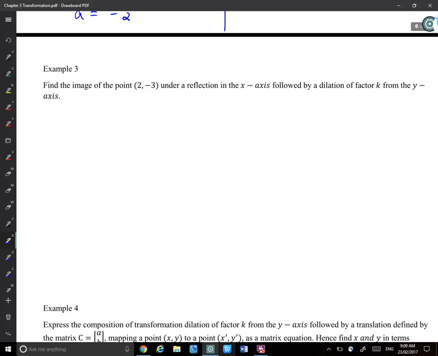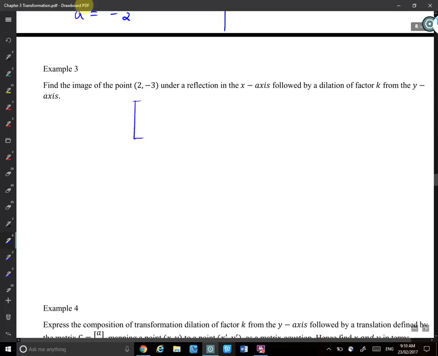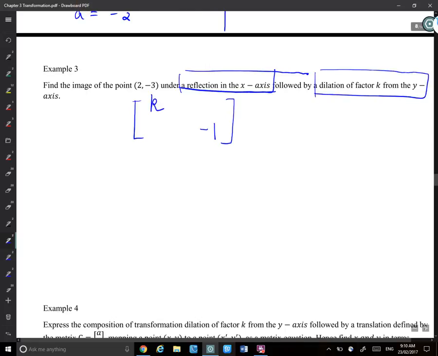So what I want to do is write out the matrix first. So what is the matrix? A reflection in the x-axis changes the y value by a factor of -1. And followed by a dilation factor k from the y-axis, which changes the x values by a factor of k. So you will have that.